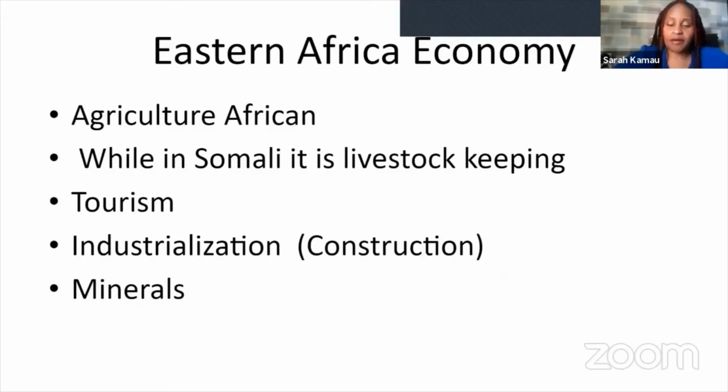Today I'm just going to talk about climate change in East Africa. In Eastern Africa, the main economic activity is agriculture, while in Somalia the main economic activity is livestock, followed by tourism. So how has climate change affected the main economic activity in Eastern Africa?